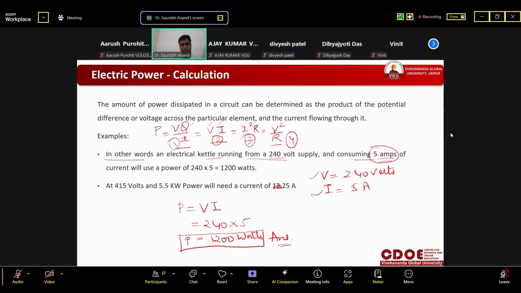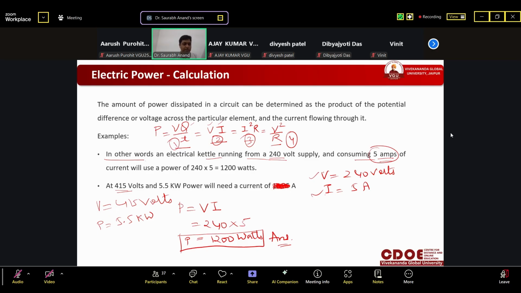Now solve this. You solve this. I have removed this value. At 415 volts, that is V 415, 5.5 kilowatt power is there. That is P. P is 5.5 kW, that is kilowatt. So whenever you are going to solve any numerical, the first thing that should be remembered is to convert the value in basic unit. Basic unit means if you have value in kilowatts, convert it into watt, because the formula that we are having is in watts only, right?